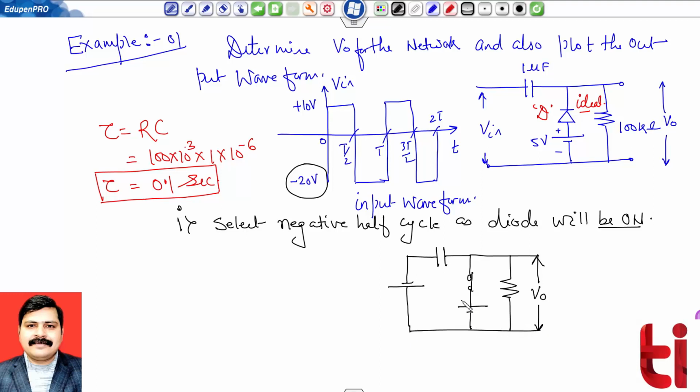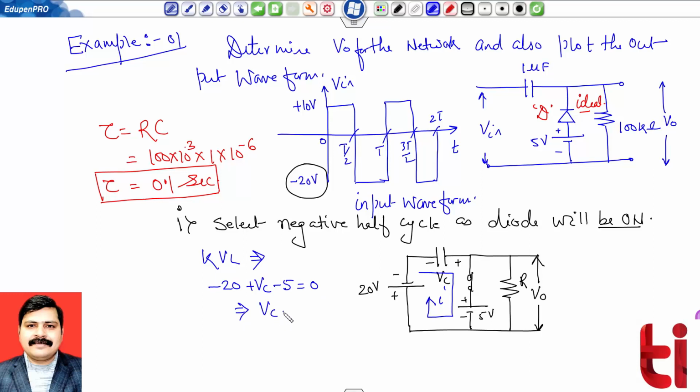That is my complete circuit, plus minus 5 volt. Capacitor will charge with the similar polarity, so we see minus plus 20 volt, and this is now R. In order to find the maximum voltage across this capacitor, apply KVL to this. So KVL equation provides us the information minus 20 plus VC minus 5 equals to 0. This is indicating that VC equals to 25 volts.